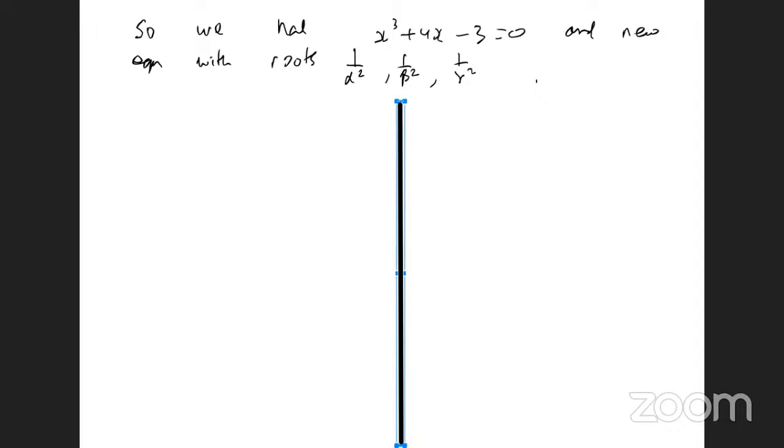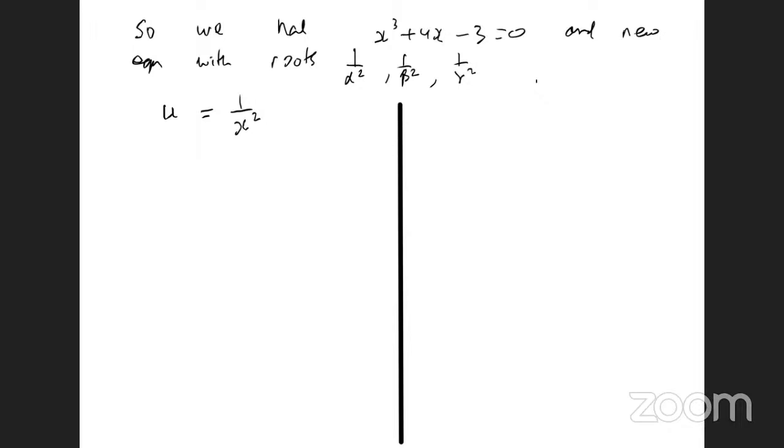So remember alpha squared, beta squared and gamma squared, those are technically the x values. So technically we have 1 on x squared. And 1 on x squared, let's make it equal to some new letter. Let's use u. So let u equal 1 on x squared. So what we need to do is develop a new equation in terms of u now.